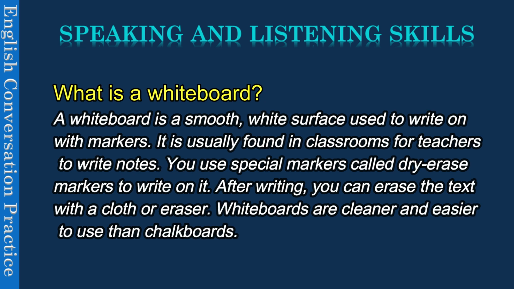What is a whiteboard? A whiteboard is a smooth, white surface used to write on with markers. It is usually found in classrooms for teachers to write notes. You use special markers called dry erase markers to write on it. After writing, you can erase the text with a cloth or eraser. Whiteboards are cleaner and easier to use than chalkboards.